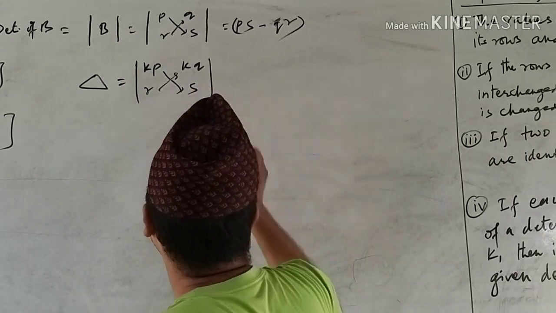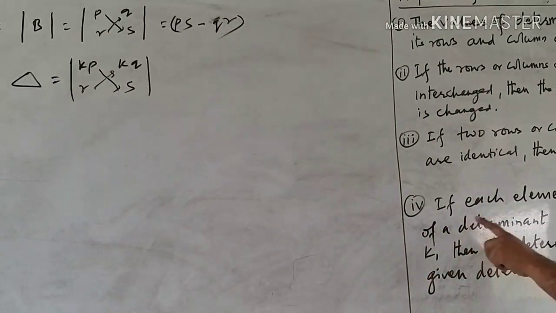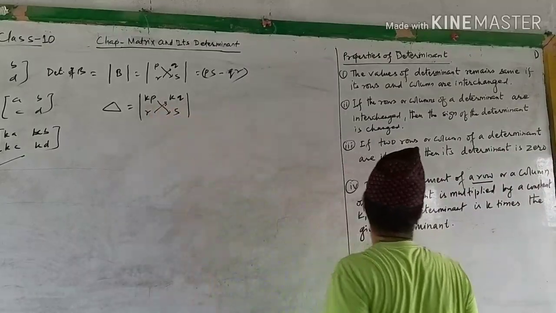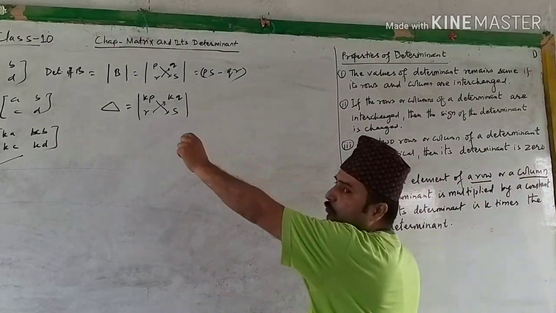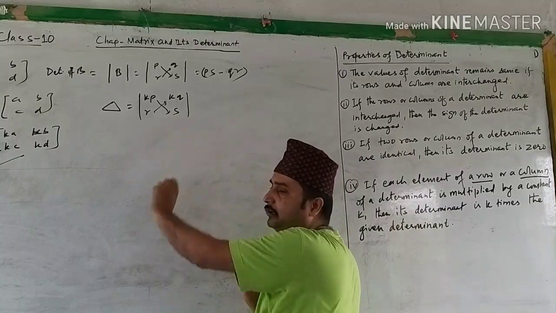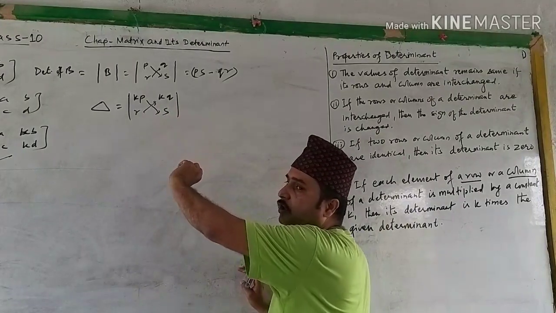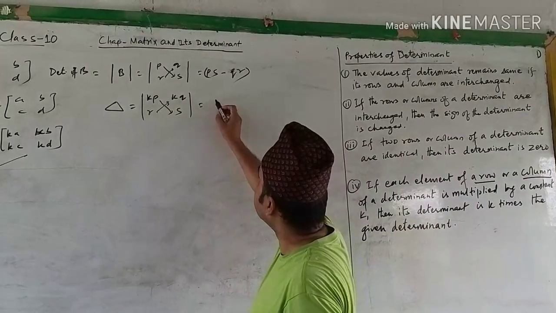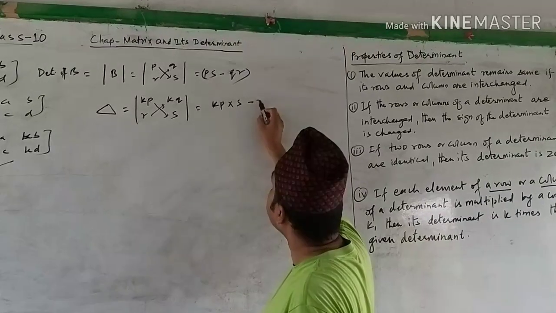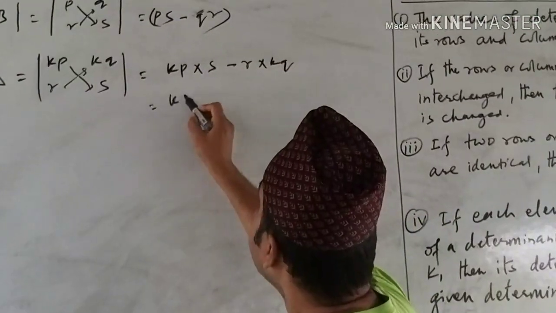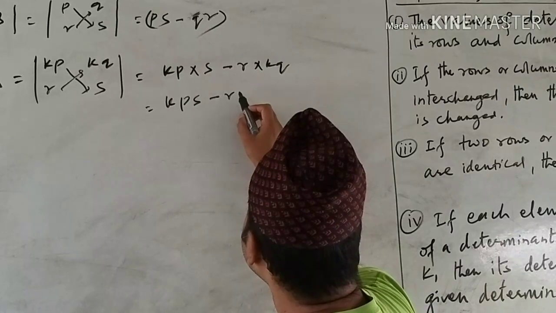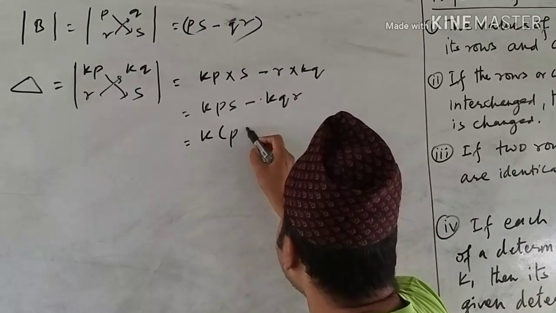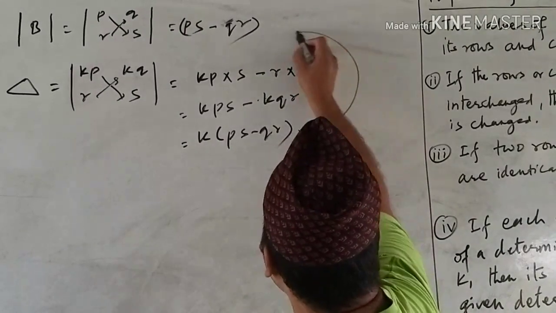So what is the determinant? You can multiply a row by k, or you can multiply a column also. Now observe the answer. The answer is kp into s minus r into kq. So it is k times ps minus k times qr, and taking k common, it is k times (ps minus qr). See, observe here.